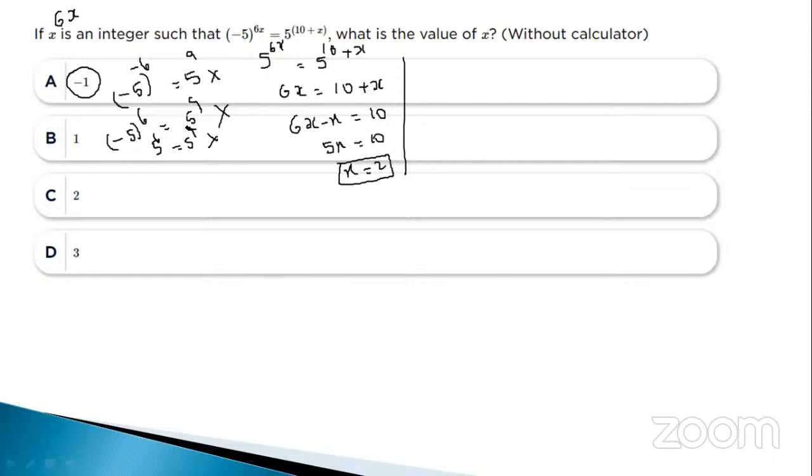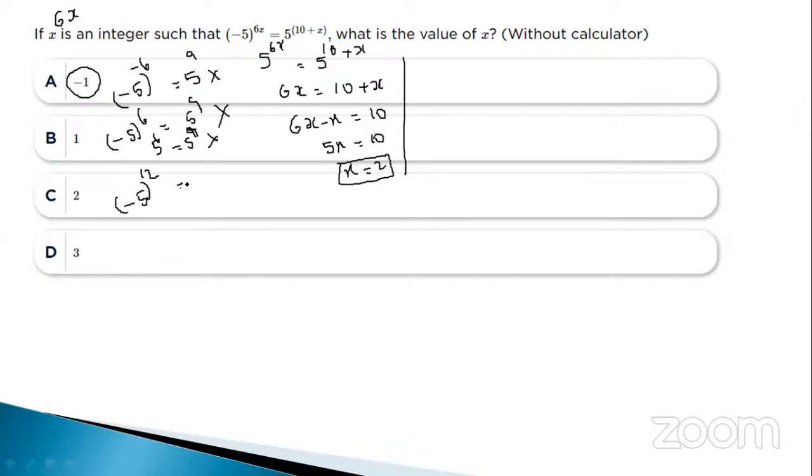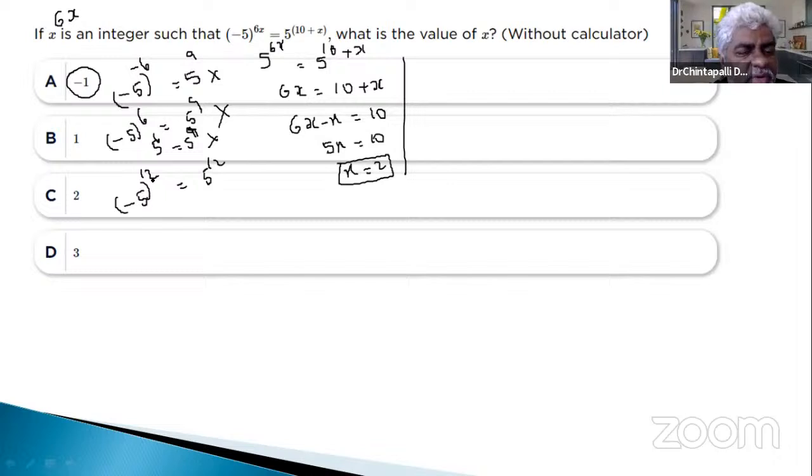And what happens when we plug in 2? (-5)^12 is equal to 5^12. Since it is an even number, (-5)^12 equals 5^12. That's a correct statement. Got it?